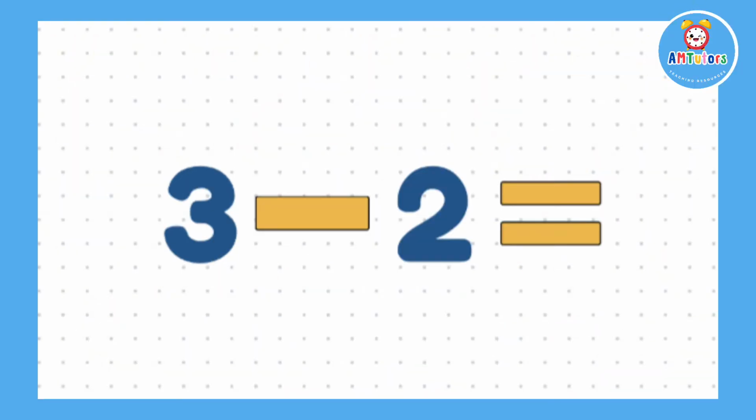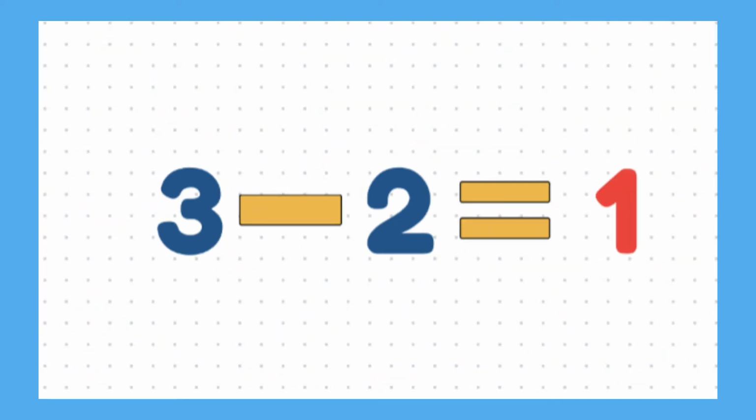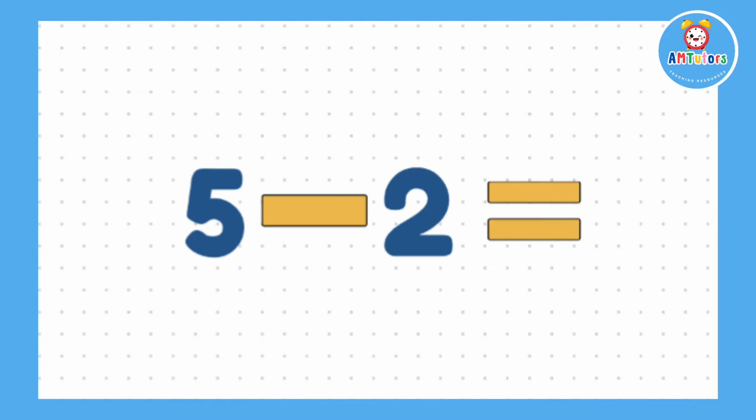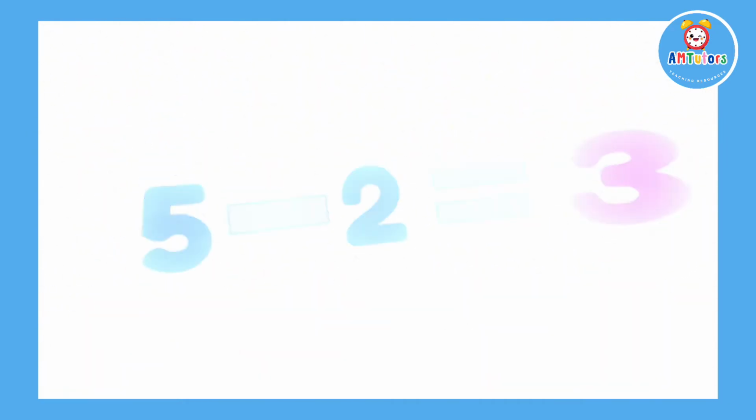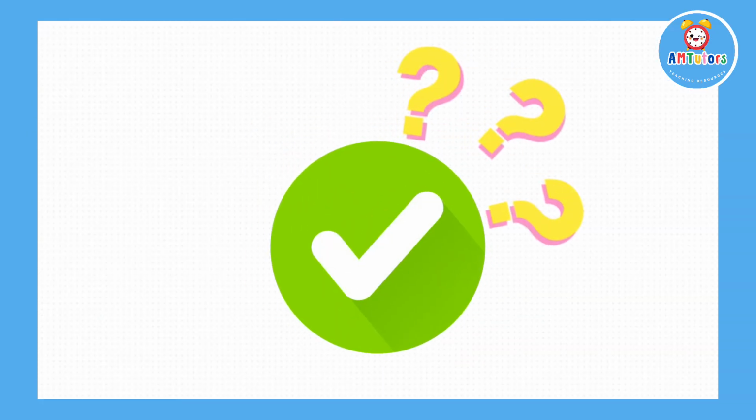Question number 2. What is 3 take away 2? The answer is 1. Question number 3. What is 5 take away 2? The answer is 3. Well done. How many did you get right?